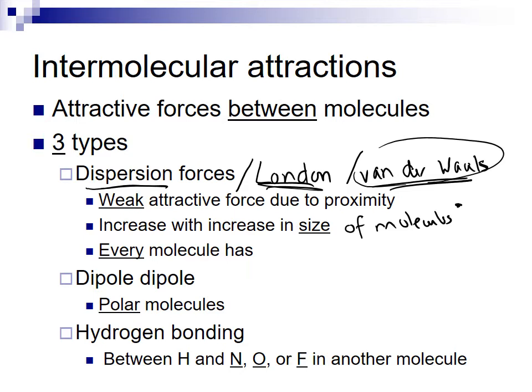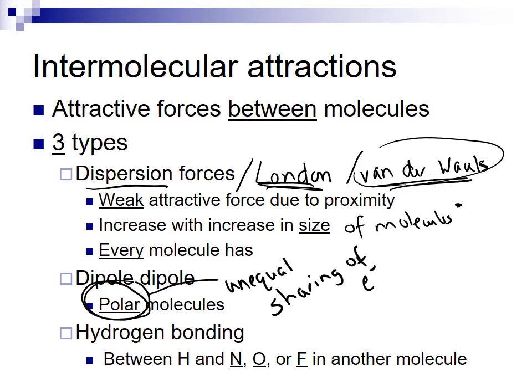The next one's called a dipole-dipole. Dipole-dipole is going to deal with polar molecules. So polar, if you remember, that means that there is an unequal sharing of electrons. Now, within this idea of dipole-dipole, again, we're going to see this a little bit more on a future slide. A special type of dipole-dipole is called hydrogen bonding.